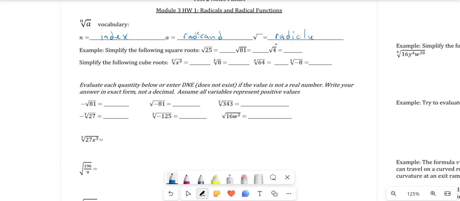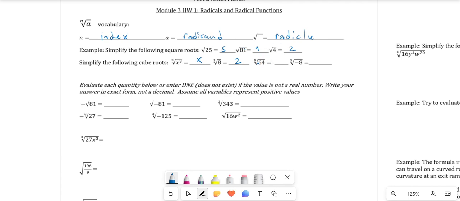These are all squares, right? So if I know this is 5 squared, the square root undoes that. In this same way, this is 9 squared. In the same way, this is 2 squared. And the cube root of a cube also cancels, so we would just get x. The cube root of 8, 2 times 2 times 2 is 8, so that's 2.